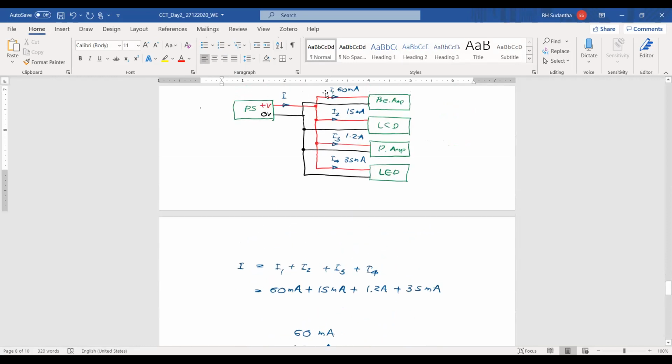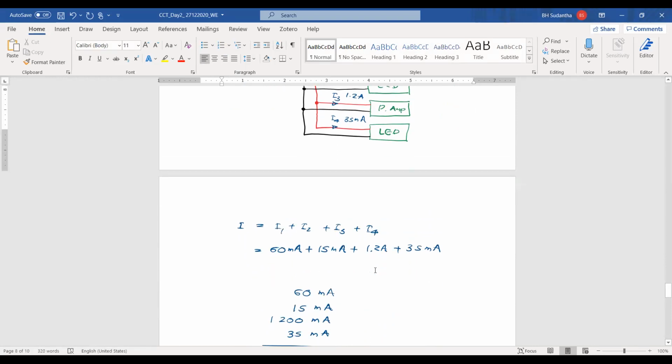Okay, then these 4 currents are drawn from the main power supply. Then I equals I1 plus I2 plus I3 plus I4. We are applying KCL here, Kirchhoff's current law.